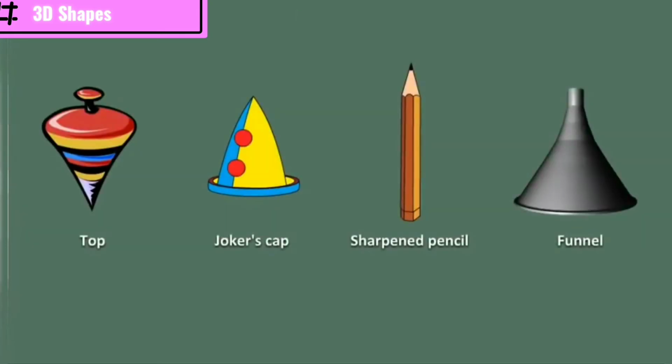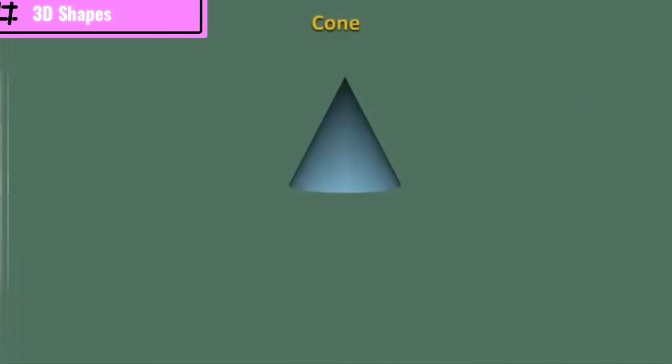Now look at these. A top, joker's cap, tip of the pencil and funnel. They are all the examples of the same shape. These are all the examples of a cone. Yes, a cone shape. It has one corner. It has one curved edge.